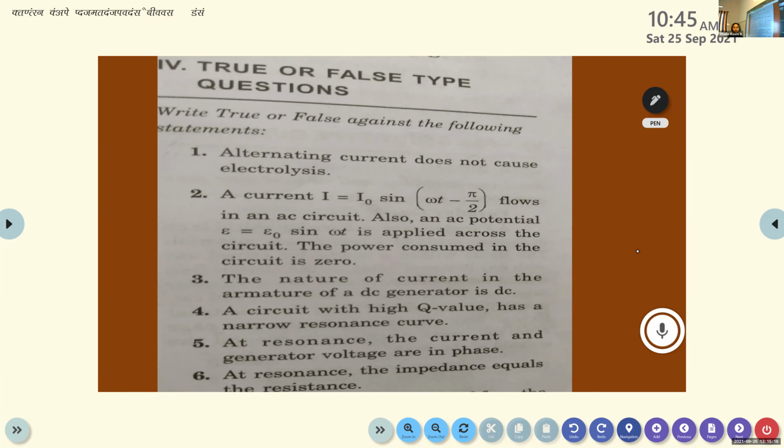The exact deposition of ions does not take place at the anode or cathode, because in the case of alternating current, it is always changing its magnitude and direction at regular intervals. Its value is increasing and decreasing. As a result, the deposition of ions does not take place in a correct order inside the anode and cathode. So alternating current does not cause electrolysis. It is true. Electrolysis is a phenomenon that takes place in the presence of direct current.